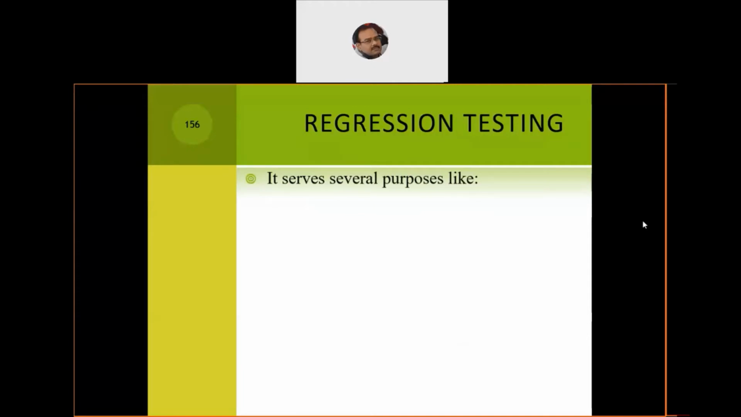Regression testing serves several purposes. First, it increases confidence in the correctness of the modified program. Once you have modified it and then retested it, it will help you increase the confidence that our source code is fine, because we have designed the test cases which will help us check that the modified source code is perfectly fine.